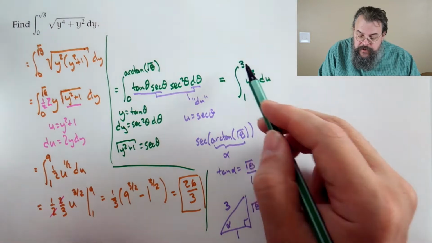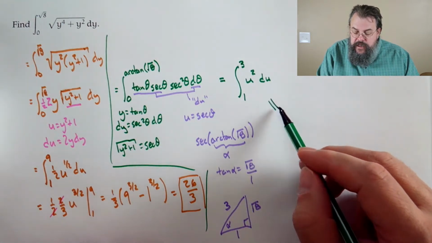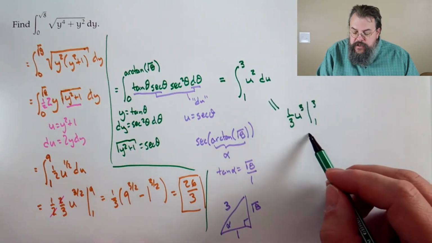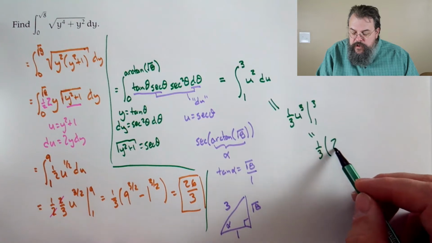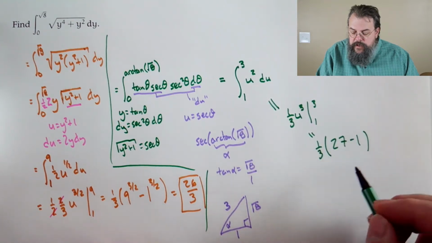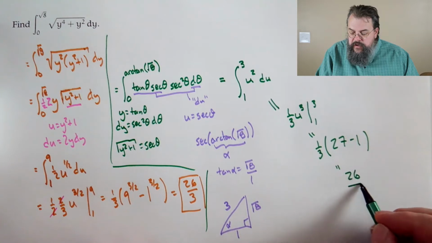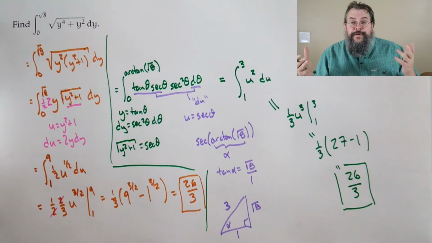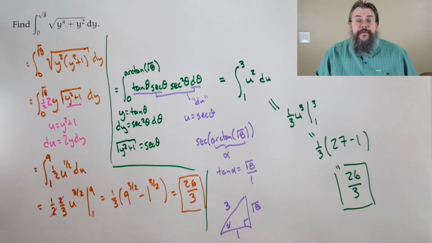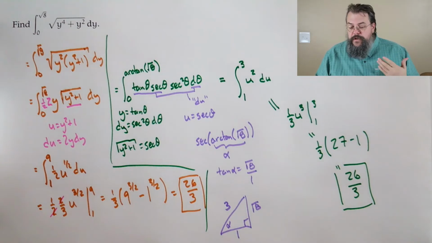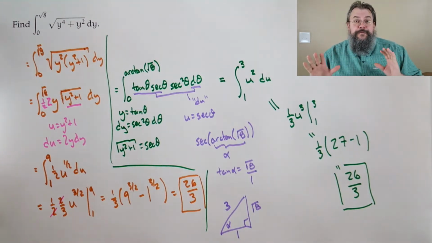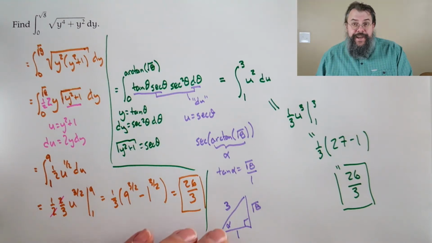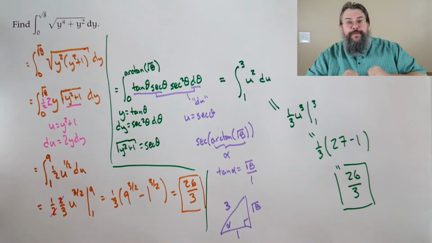So, we get the integral from 1 to 3 of u squared du. Well, that's not bad at all. That's 1/3 u cubed, evaluated from 1 to 3, which is 1/3 times 3 cubed, 27, minus 1 cubed, 1, or, if you like, 26 over 3. So, yeah, we can do it using trig substitution. We get the same answers. We should get the same answers because we're doing the same problem, just in slightly different ways. But that shouldn't change the outcome. Okay, good. A nice warm-up problem.